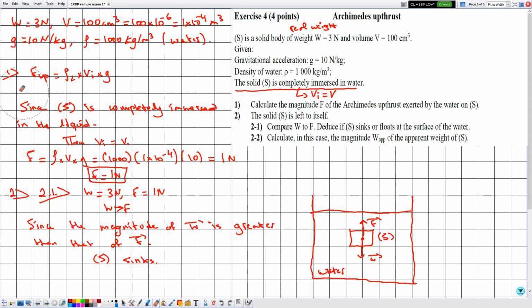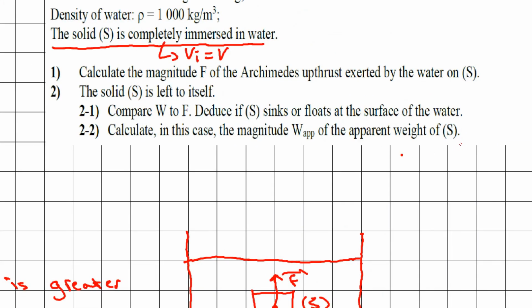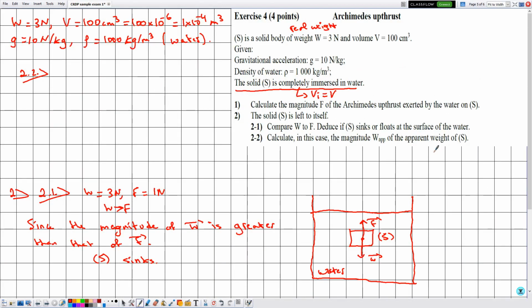Now in 2.2, calculate in this case the magnitude W apparent, the apparent weight of S. We know that the magnitude of F, the real weight and the apparent weight are related via the following formula: F upthrust is equal to the real weight, denoted by W, minus the apparent weight, knowing that we are interested in determining the value of the apparent weight. The value of F is 1, the value of W is 3. We keep W apparent as a variable.